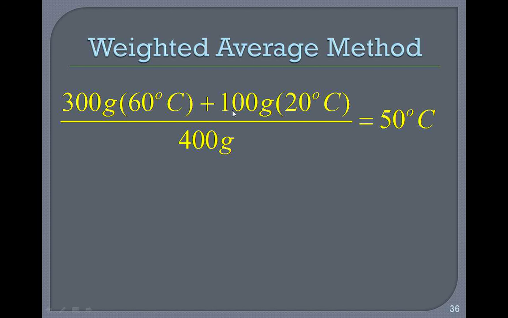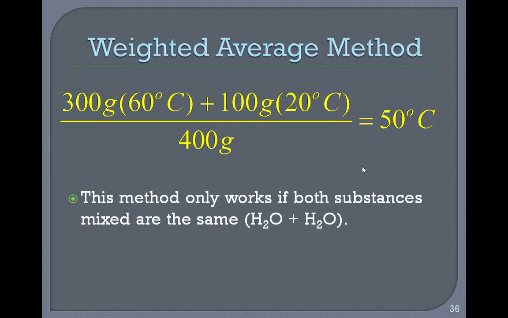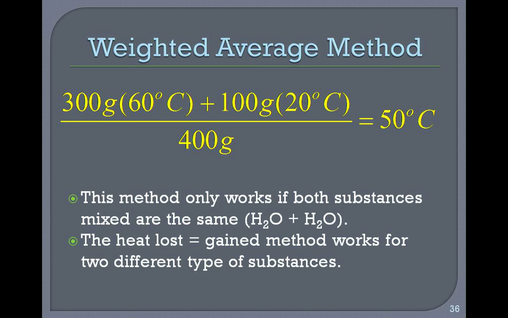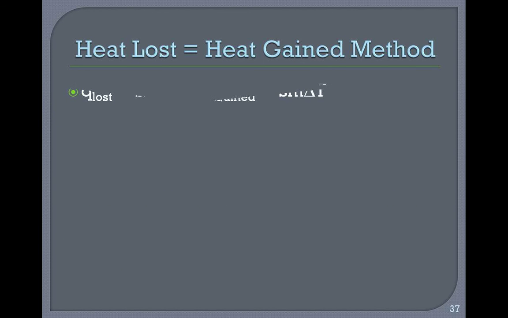So here we go, the weighted average. You do 300 grams, that was at 60 degrees Celsius, multiply them, add it to the 100 grams, it's at 20 degrees Celsius, and you divide it by the total mass, which is 100 plus 300 is 400, and you get 50 degrees. This again works only if it's water mixed in water, or steel mixed in steel, corn syrup and corn syrup. The next method I'm going to show you is heat lost equals heat gained. This works for all substances.